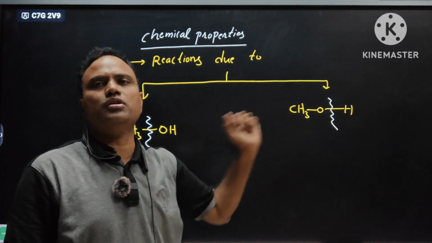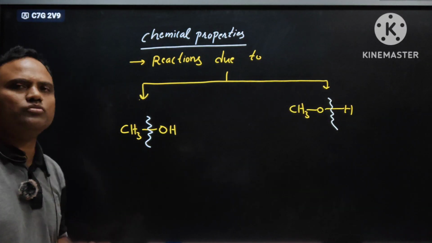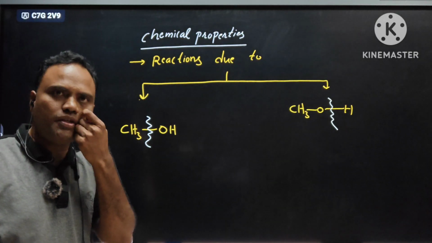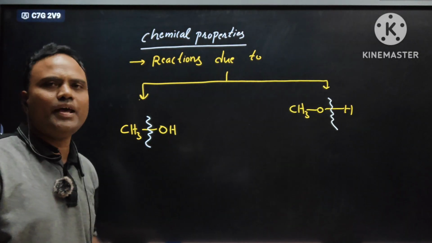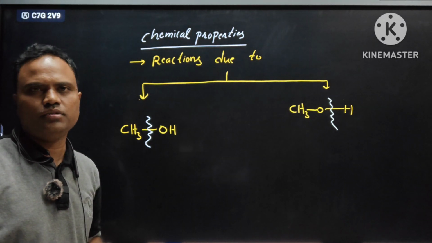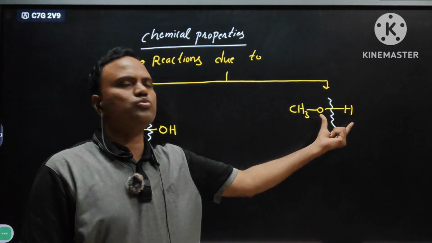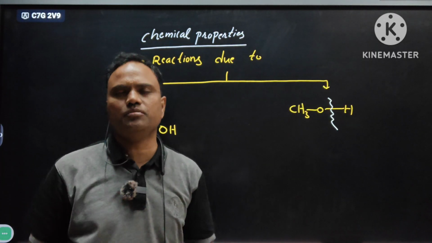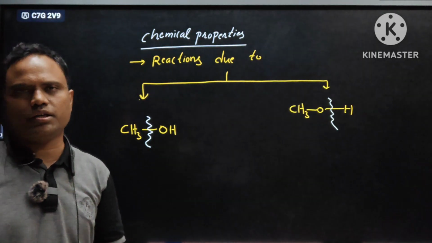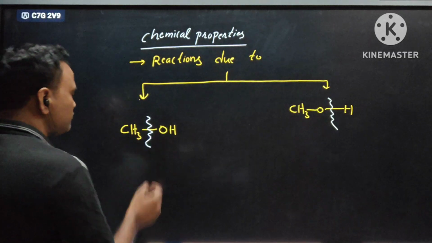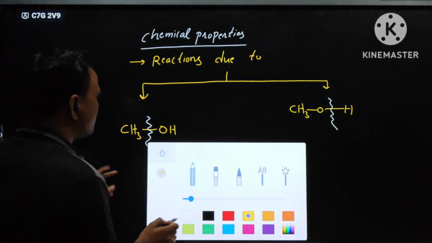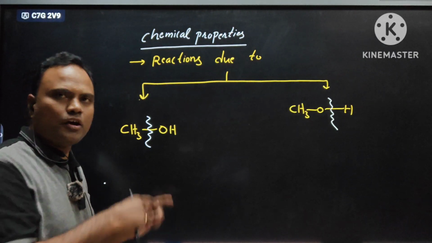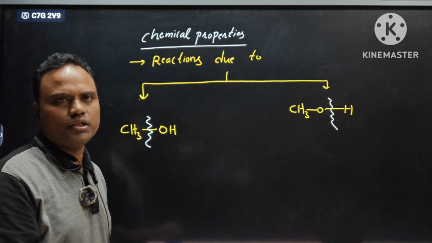Reactions due to OH bond cleavage. Reactions due to CO bond cleavage. Clear? So when CO bond cleavage is involved, then alcohol acts as an electrophile. In the reactions in which the OH bond is involved, alcohol acts as a nucleophile. This is very important according to NCERT. See here, which bond is involved? The carbon-oxygen bond is involved, right? Now in this case alcohol acts as an electrophile.